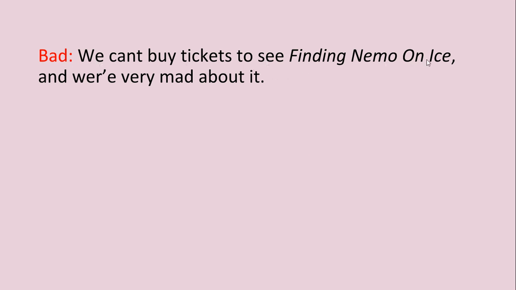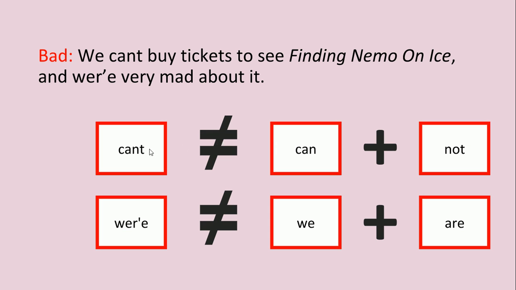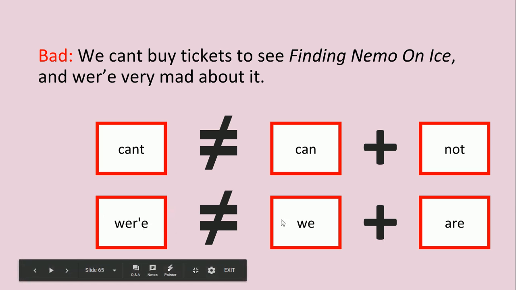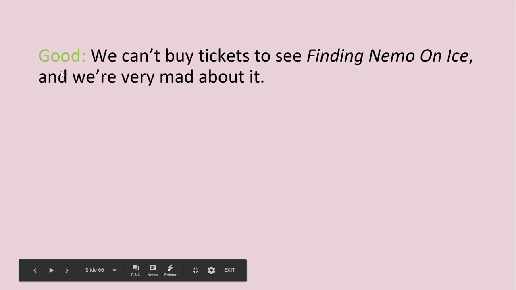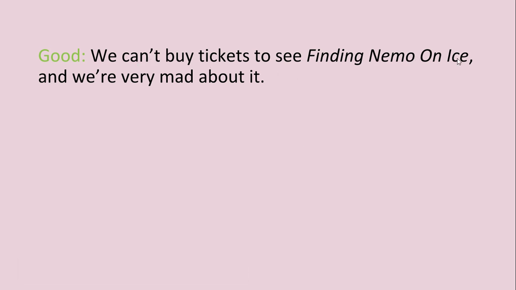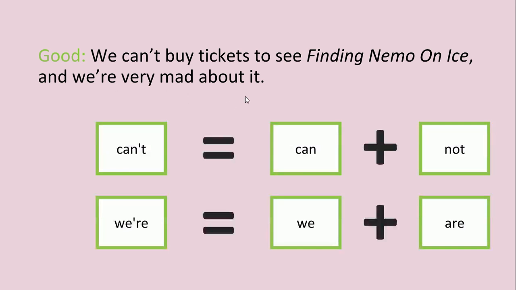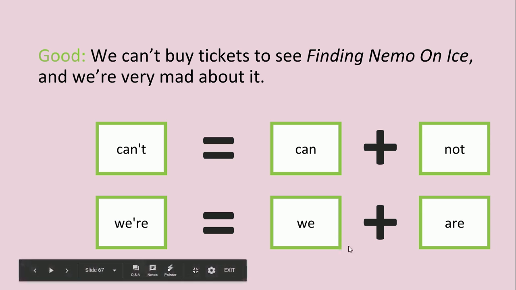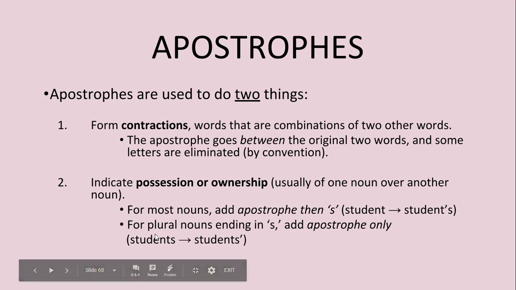We can't buy tickets to see Finding Nemo on ice, and we're very mad about it. This is not good. Can't is missing an apostrophe, and I don't know what this thing over here is. So can't does not equal can plus not. Apostrophe is supposed to separate the two words. It's not doing that. We're, however that's pronounced, is not this bad. A good way is we can't buy tickets to Finding Nemo on ice, and we're very mad about it. Can't is a combination of can plus not with certain letters eliminated, and we're is we plus are with certain letters eliminated. So that's the first way to use apostrophes.